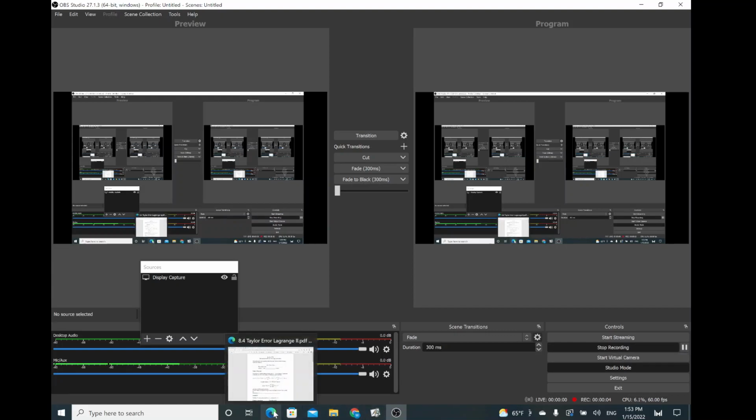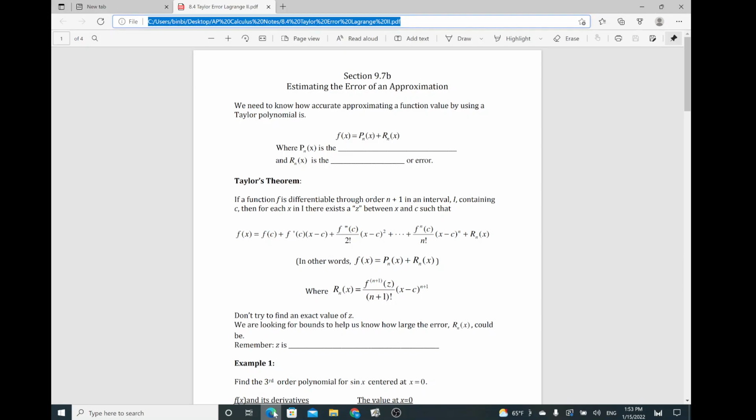So Mr. Chen again. Today I would like to talk about the Lagrange error, or the Taylor polynomial error, or the remainder error. This one is for section 8.4, the second half of the notes, estimating the error of approximation. We need to know how accurate approximating a function value by using the Taylor polynomial is.